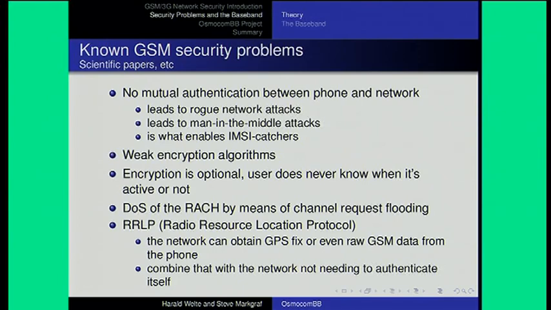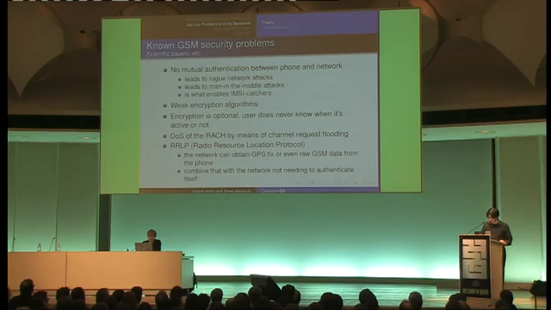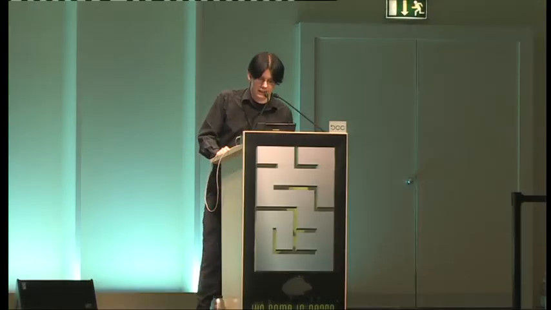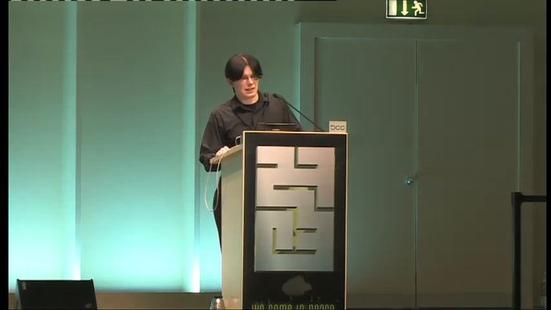Weak encryption algorithms. We've been hearing all about this. We know encryption is optional. We know there is a denial of service against the random access channel, which has first been publicized by our co-developer Dieter Spaar in late 2009. We also know there's the radio resource location protocol that allows the network to obtain GPS fixes of the handset without any information to the user. There are all kinds of issues in GSM regarding security and privacy.